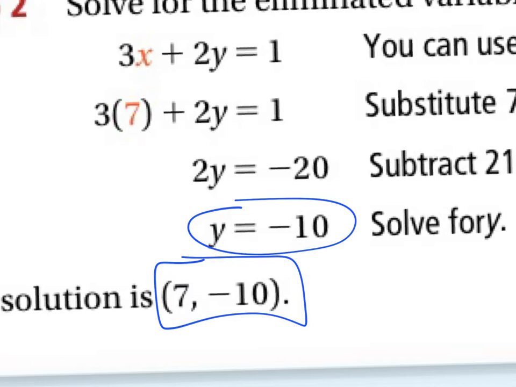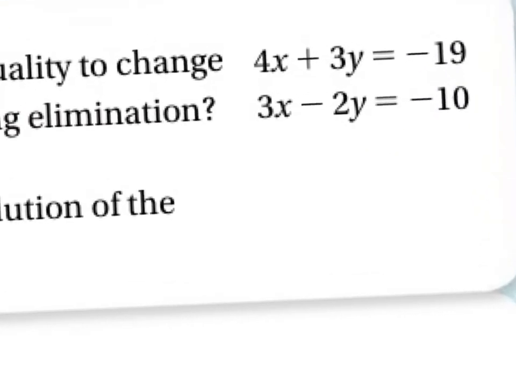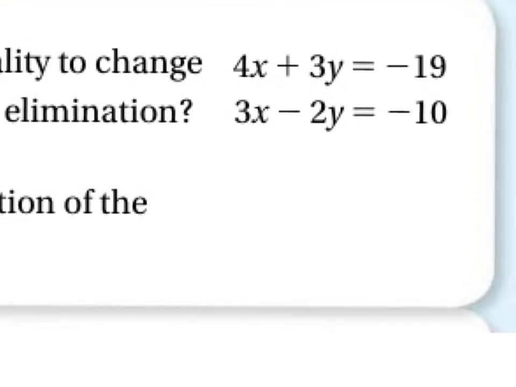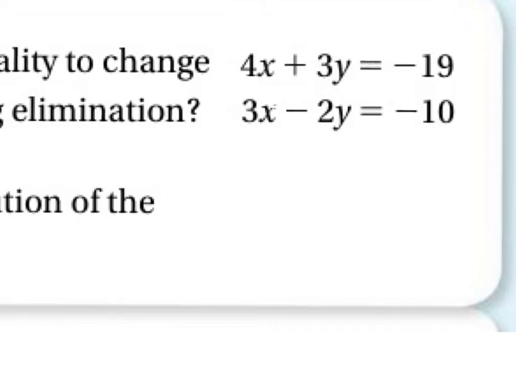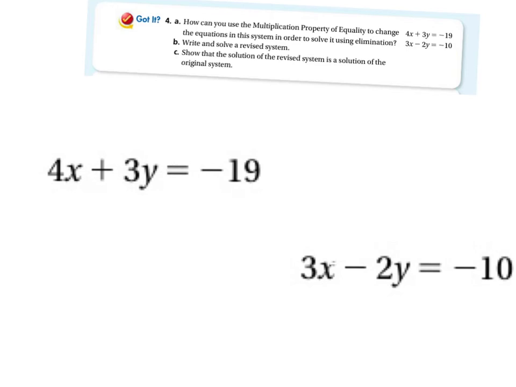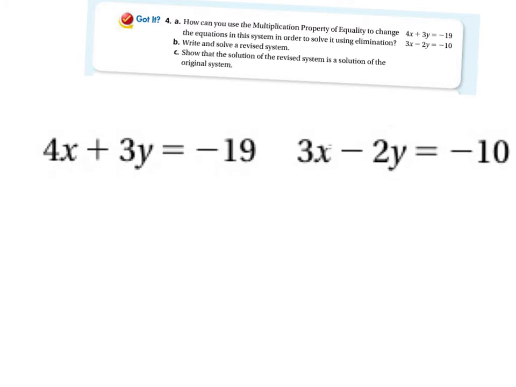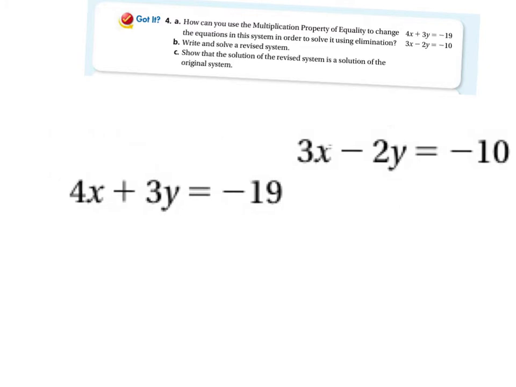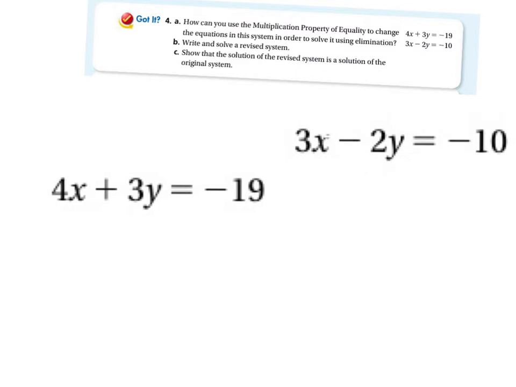So if we look at the got it 4, we are basically going to be solving this system of equations. So I'm just going to start by rewriting these. Or in my case, just copying them. And again, our first step here is deciding which variable we want to get rid of and which one we want to keep, which one we want to try and get to cancel out.